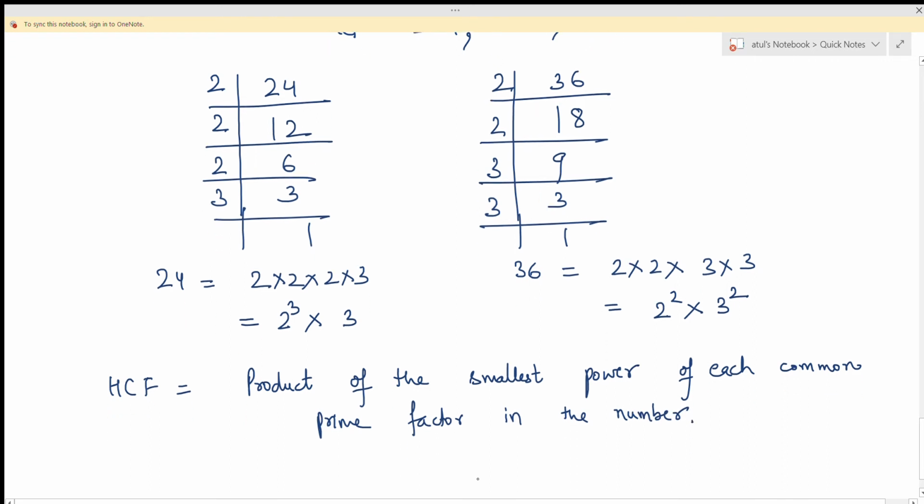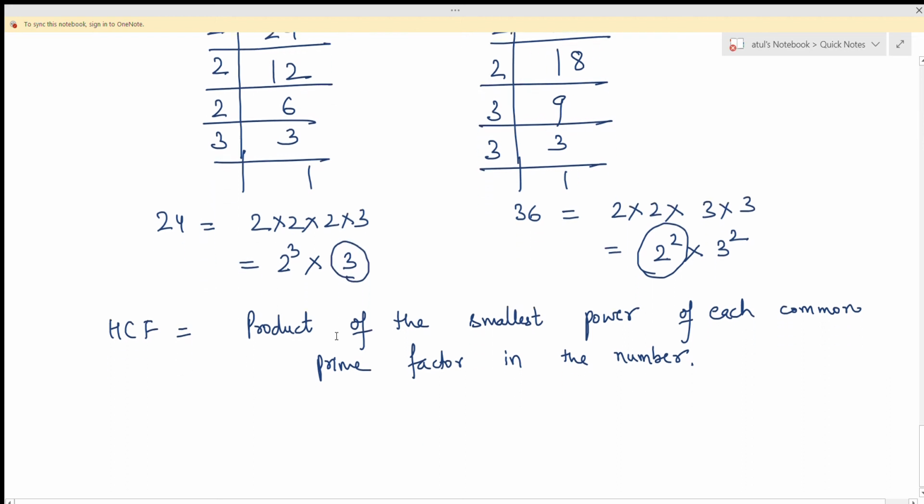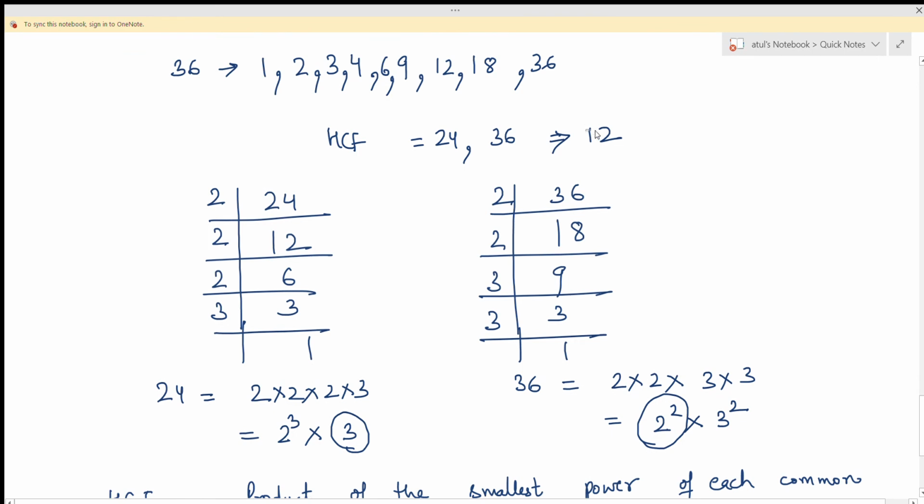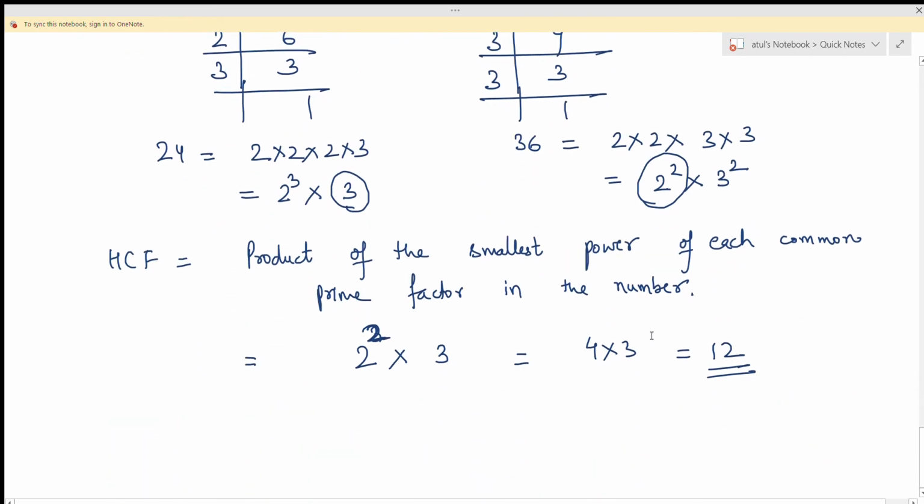So what is the smallest power? If you check, for 2, the smallest power is 2 raised to the power 2. For 3, the smallest power is this 3. So what will be your HCF? So 2 raised to the power 2 into 3. So that will be what? 4 into 3, which is 12. So we got the same HCF as you have seen. This was also 12, and here also you have got 12.